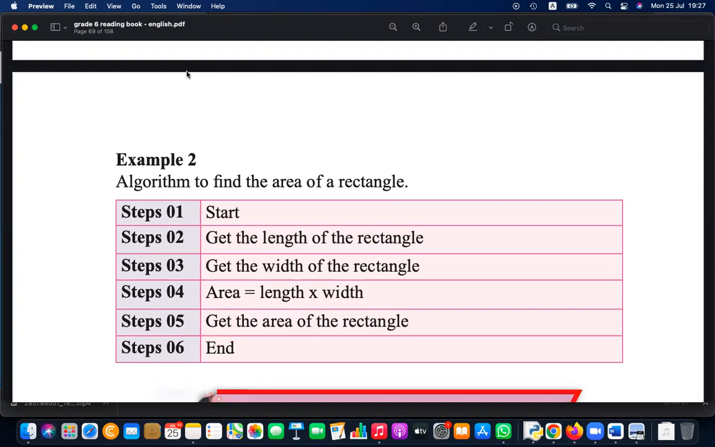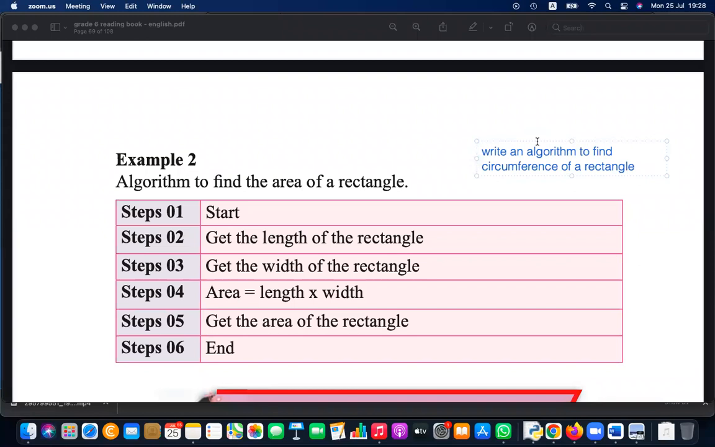So can you write? I'll give a question. Write an algorithm to find the circumference of a rectangle. Not the area this time. You have to find the circumference of the rectangle.